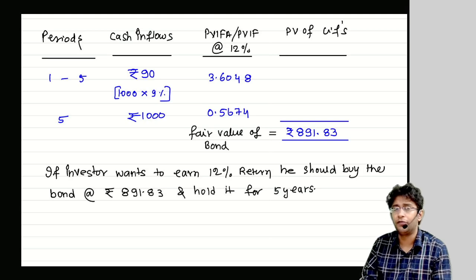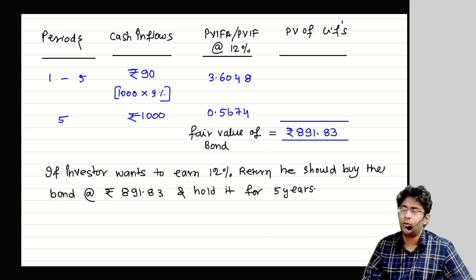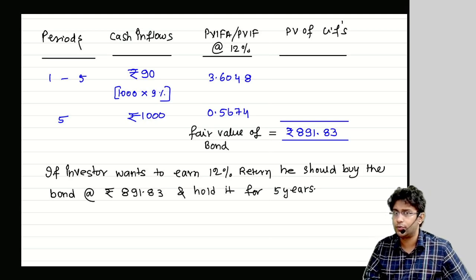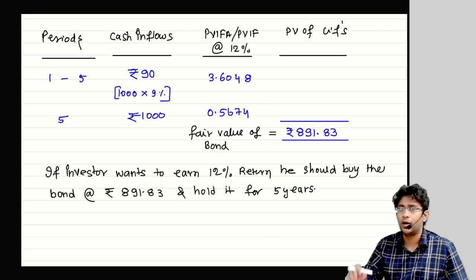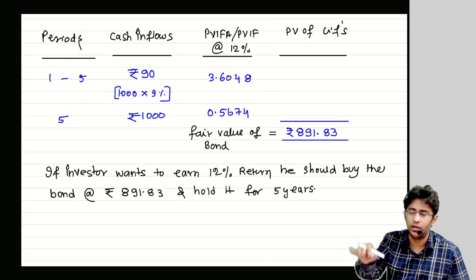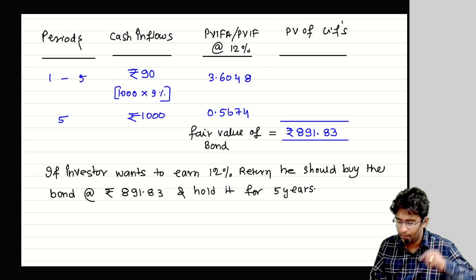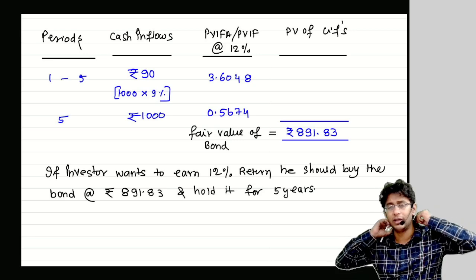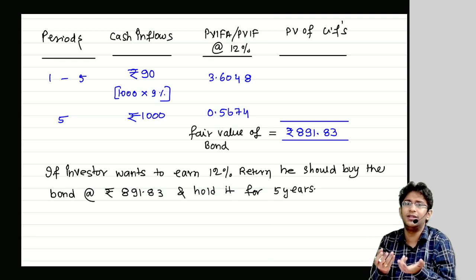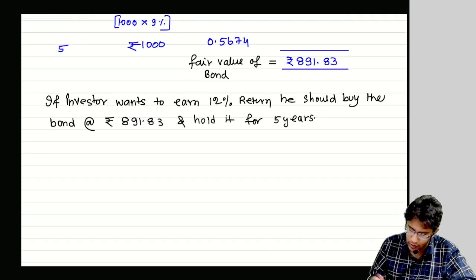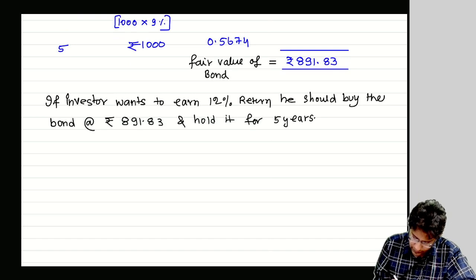So the meaning of fair value is that whatever present value of future cash inflows you got, which I am calling fair value, if you are able to buy the bond at that rate, then definitely you will get your desired rate of return. That's the meaning of that. But whether this fellow will be able to buy the bond at that rate or not, that is not in his hands. Correct? So we'll take three scenarios now. Case 1.